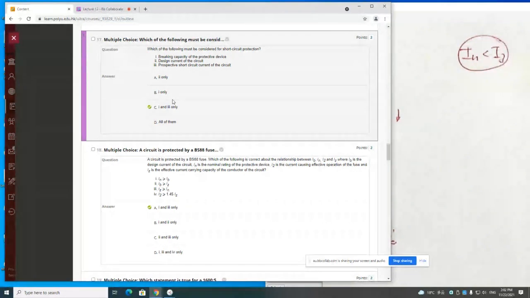Which of the following must be considered for short circuit protection? Those are the basic requirements. Breaking capacity, certainly this is one thing we need to consider. Design current of the circuit is not relevant, because this is not for overload protection. Prospective short circuit current is also required. So the answer is 1 and 3 only, C.